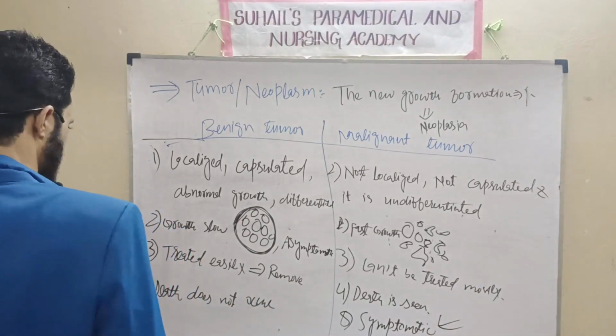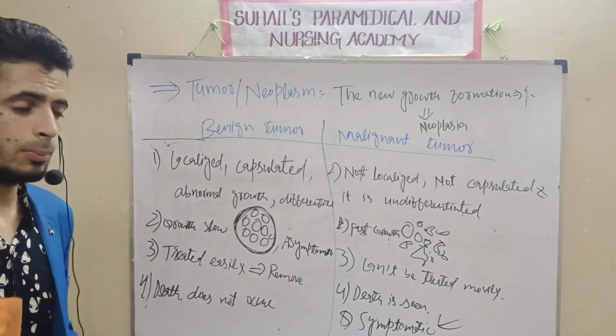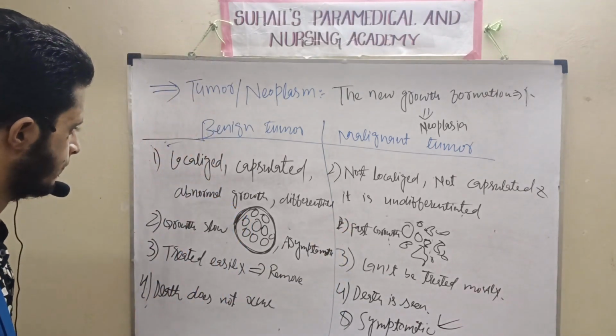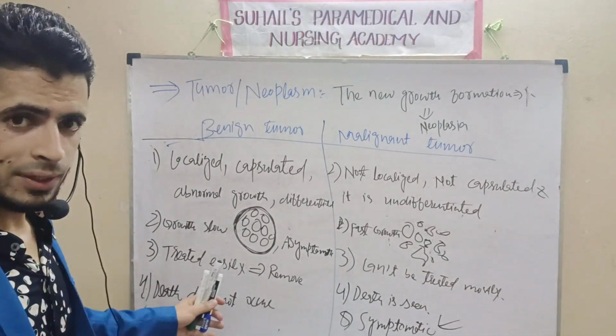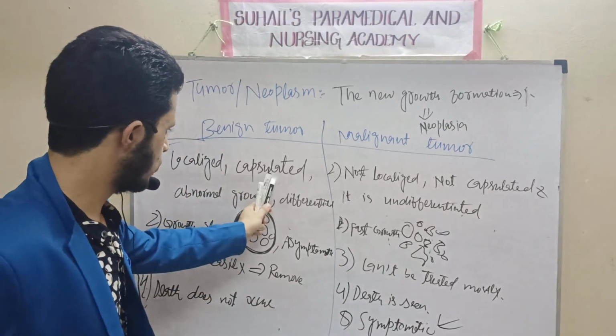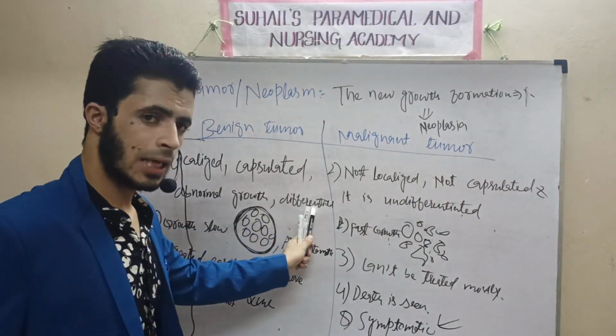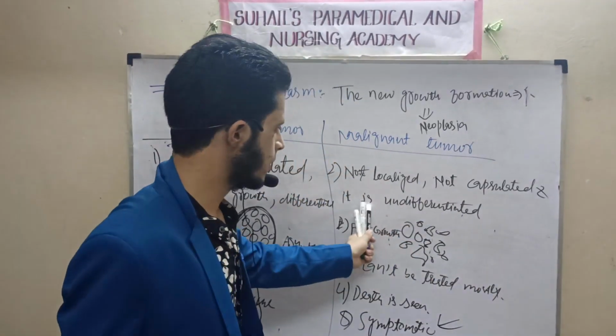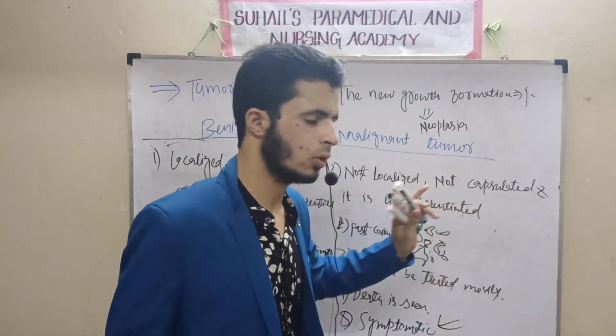Now I will tell the main point. You can take the screenshot. It is the most important point that I am going to explain. Take the screenshot. So I will tell once more. The benign tumor is a localized, capsulated, abnormal growth, and it can be differentiated. The malignant tumor is not localized. It is not capsulated. It is undifferentiated abnormal growth.